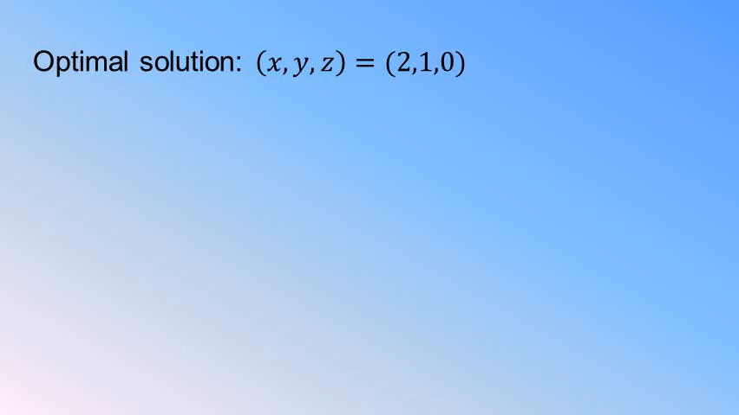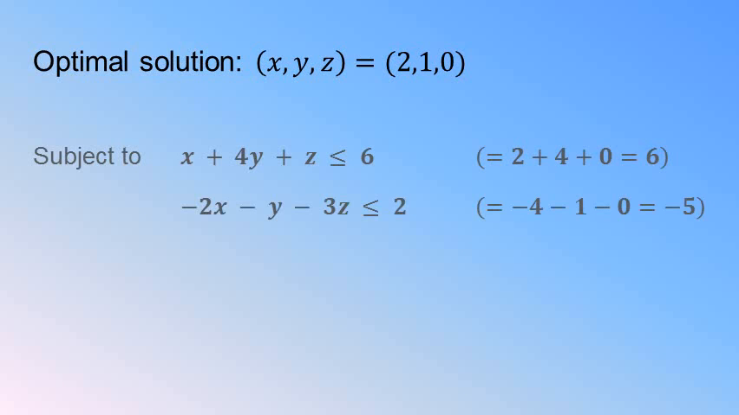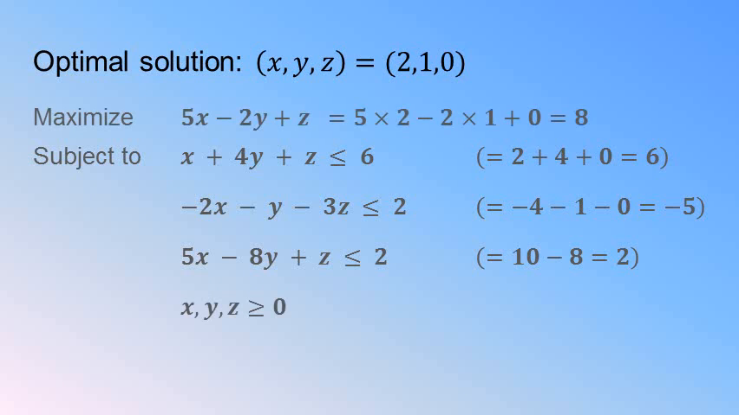Let's check our new optimal solution, only considering x, y, and z, in the linear program in its original form. As we can see, our solution satisfies each of the original constraints, and the original objective function is 8. We have successfully used simplex to solve this linear program. So let's summarize how to use the simplex algorithm to solve a linear programming problem in its standard form.